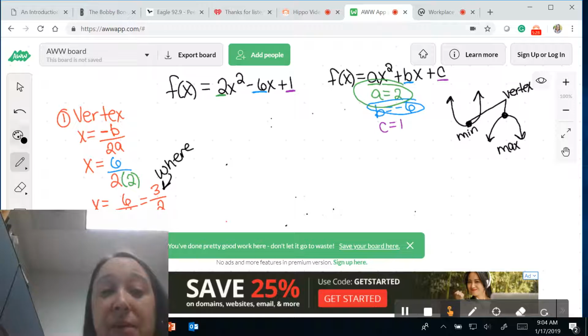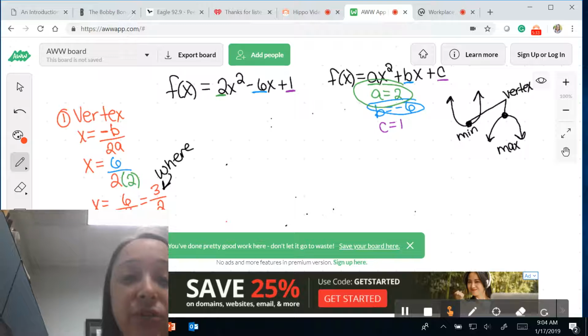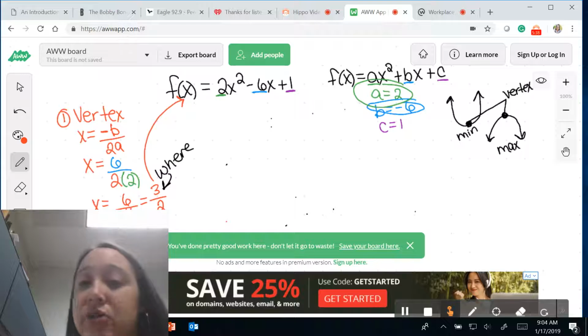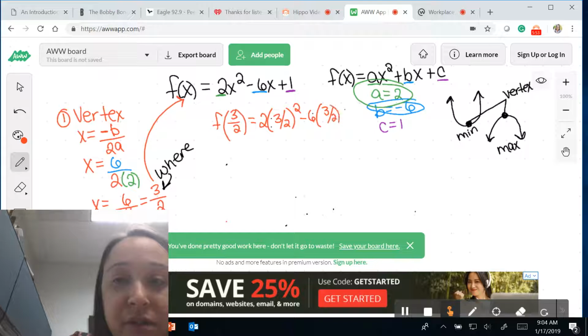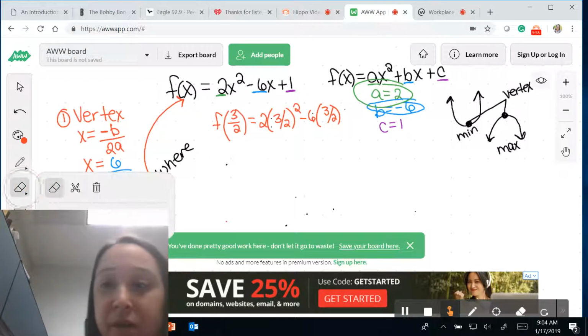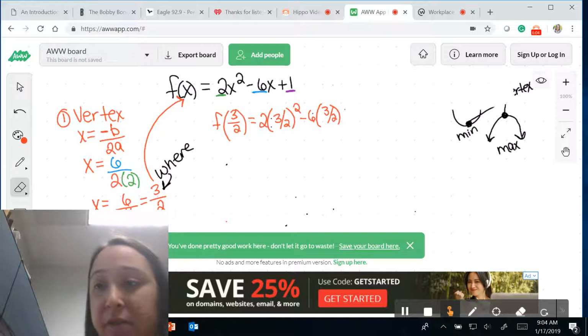Now, what if I wanted to find my ordered pair, the coordinate? What I would then do is take that 3/2 and substitute it back into the original equation. So that would give me f of 3/2, which is 2 times 3/2 squared minus 6 times 3/2. Now I'm running out of room here. I hope you have everything over here, so I'm going to erase some of that and clean up my screen.